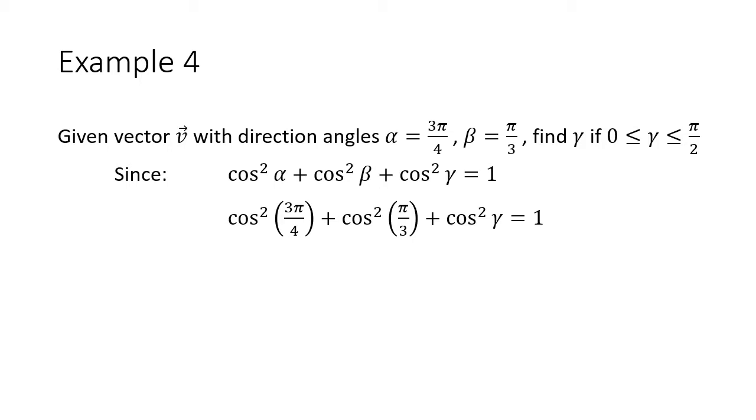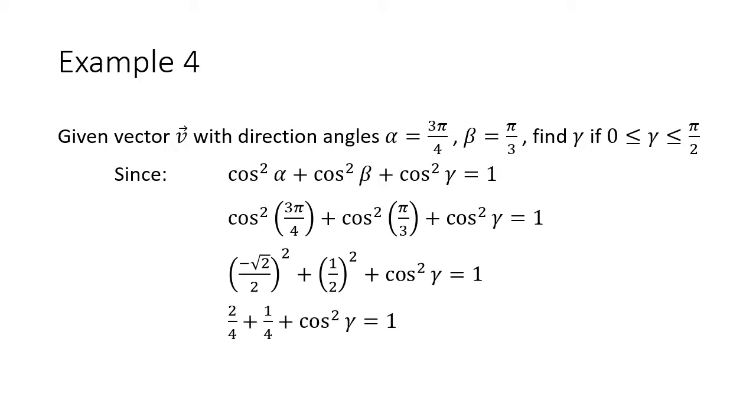Again, hopefully you know your right triangle trig. If not, take the time to pause it and figure it out. But cosine of 3 pi over 4 is negative root 2 over 2, and cosine of pi over 3 is 1/2. So you can plug those in. Now square those results. Root 2 over 2 squared is 2/4. 1/2 squared is 1/4. So I get 2/4 plus 1/4 plus cosine squared of gamma equals 1. Solve for cosine squared gamma. So cosine squared gamma must be 1/4.